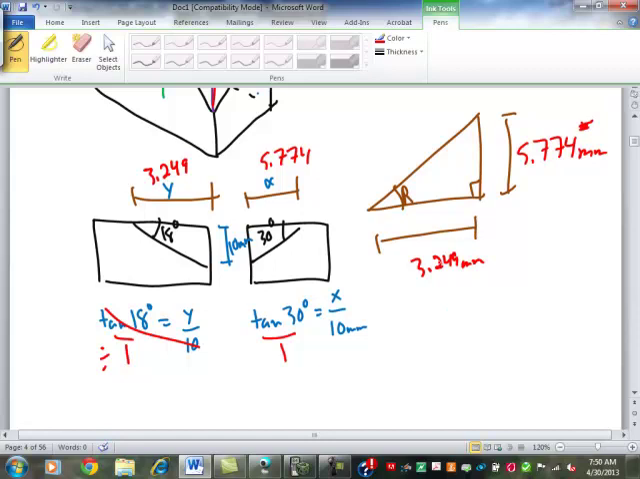So that means R is the inverse tangent of 5.774 over 3.249.